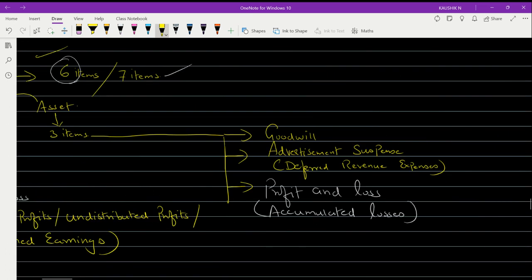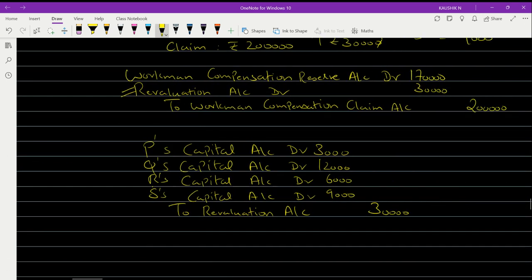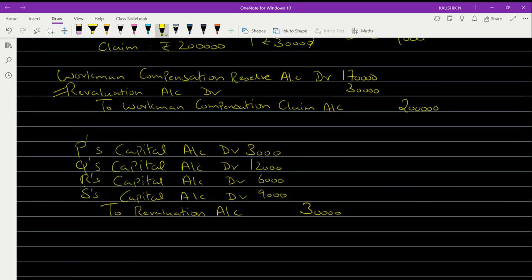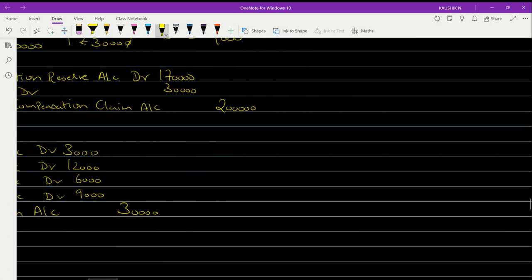Now why we have to do this is because all these items will target the partners' capital only. As the question also asks us to prepare the partners' capital account, if we miss any of these adjustments, the sum will give us a wrong answer. So first complete this and go for the next, and you'll always get the correct answer. Since there is a revaluation account existing here, I need to prepare the revaluation account.